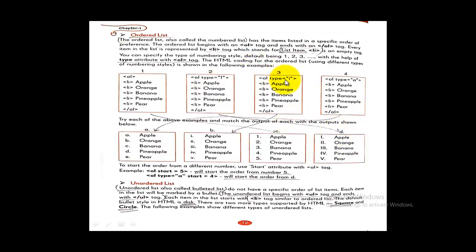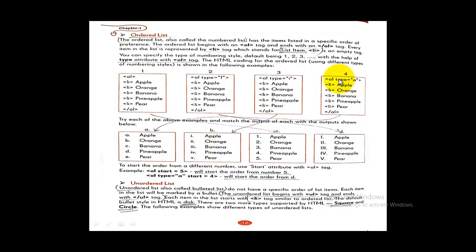Now ordered list type equal to small i. This is also in Roman numerals. Now example number 3 you can match to number B here: i, ii, iii, iv, v. It is in Roman numerals 1, 2, 3, 4 and 5 given in small letters here.